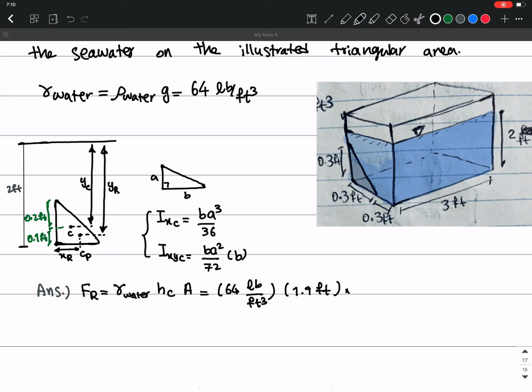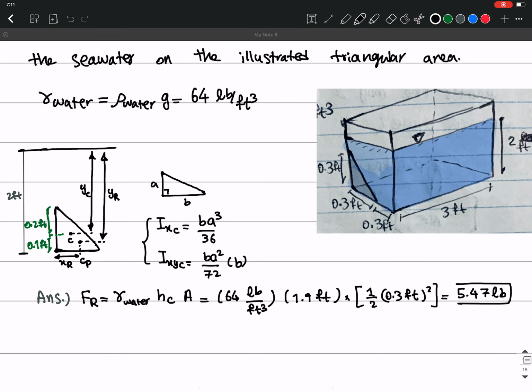Times A. What is A? A is going to be the area of that. So it's going to be 1/2 of 0.3 foot square, right? And this is gonna give me 5.47 pound. So this is going to be the magnitude of the force that is applied to this triangular area, okay, by the water.